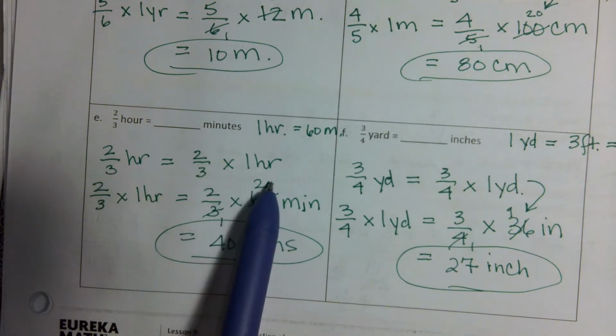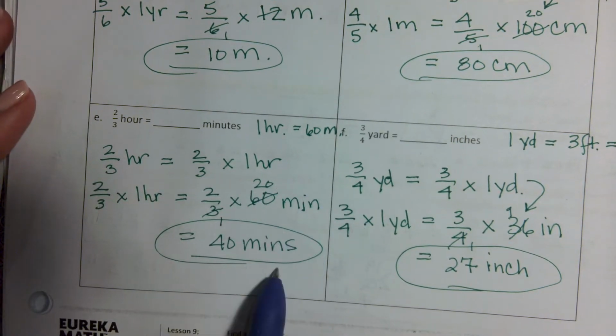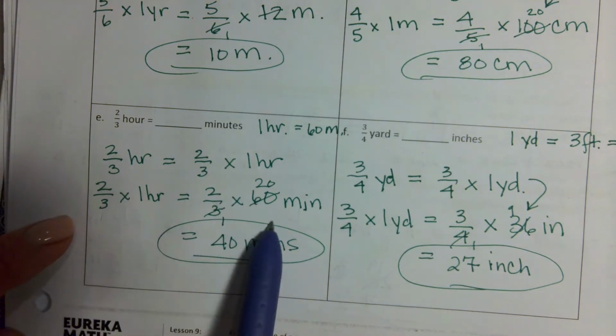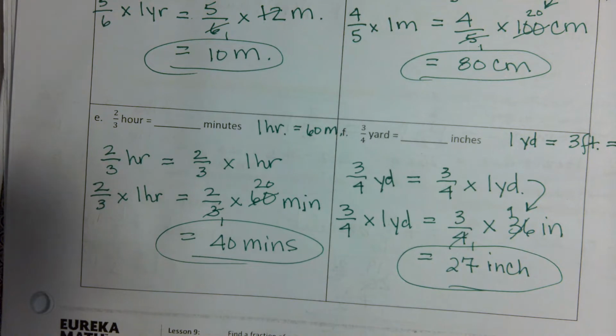2/3 of an hour is equal to how many minutes? 40 minutes. So I'm trying to remain really consistent at how I'm writing this out for you so that you have something to hold on to. If you follow the formula, if you follow the steps, you should be successful.